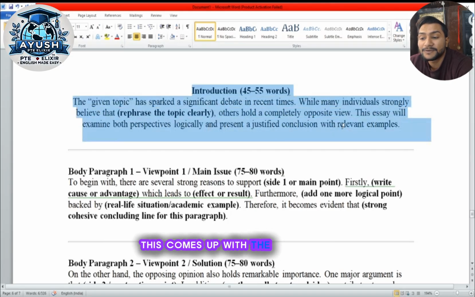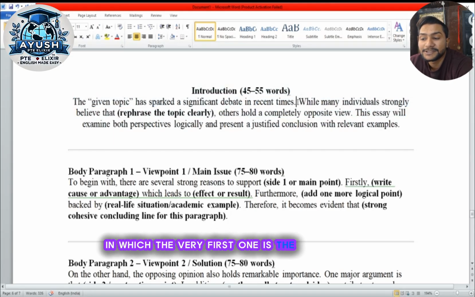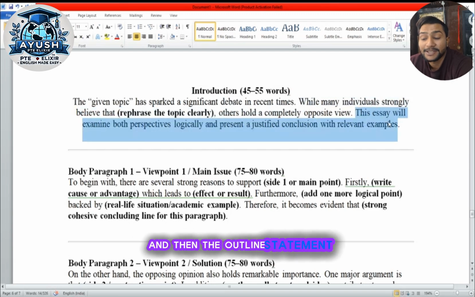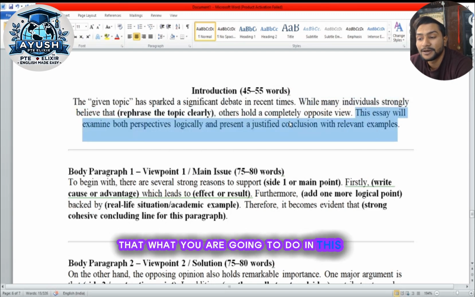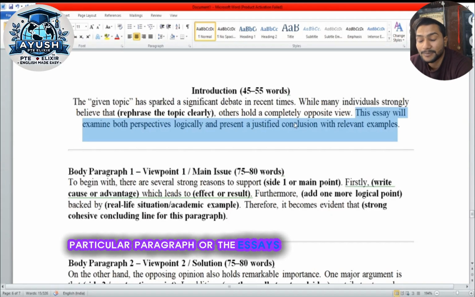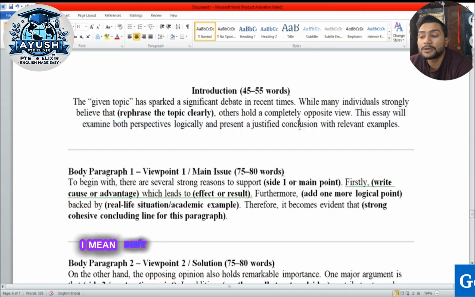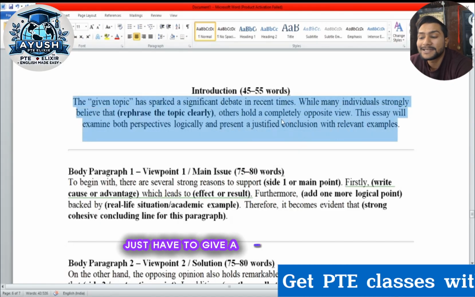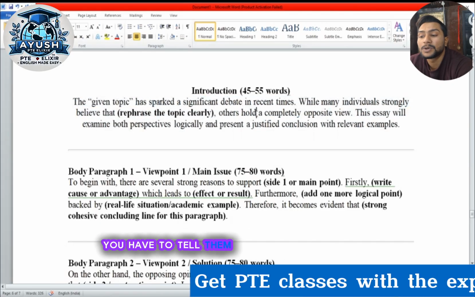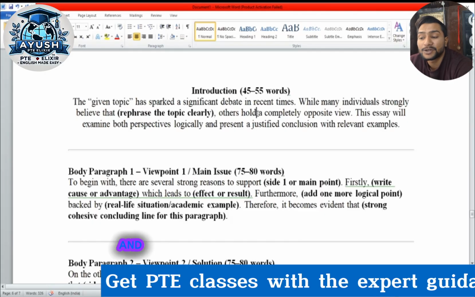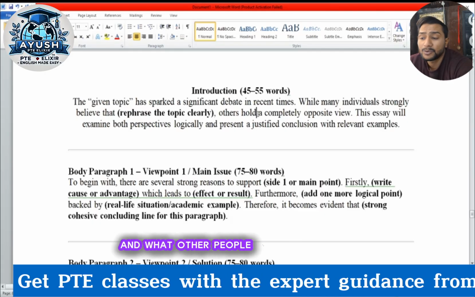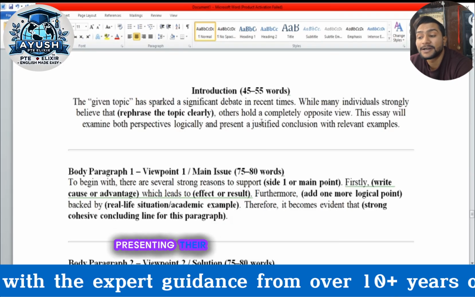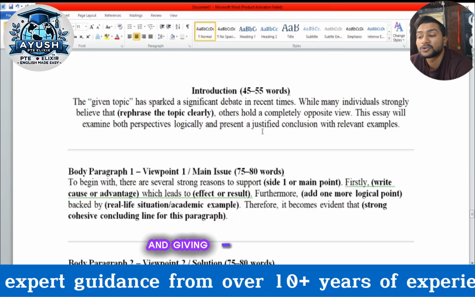This comes with 3 lines, in which the very first one is the general idea, then comes your thesis statement, and then the outline statement, that what you are going to do in the upcoming paragraphs of the essay. Don't justify everything over here, just give a quick snapshot of that. You have to tell them what the essay is about, what the people on the other side think, and logically present their ideas with the conclusion and give your solution, right?